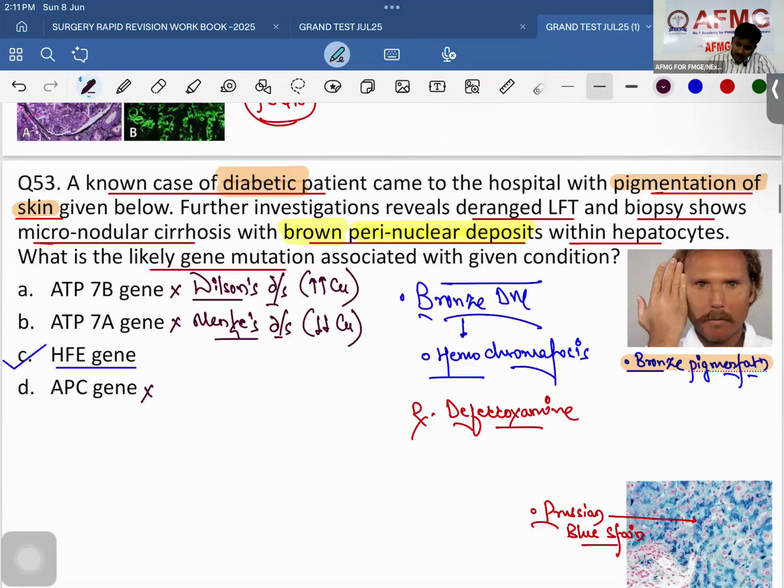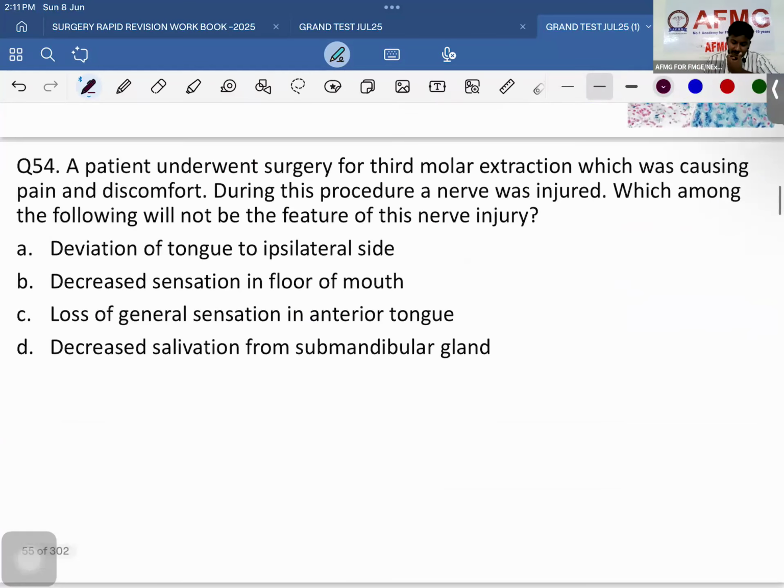Clear? Chalo. Next important is question number 54, bache. Here we are having a question which says a patient underwent a surgery beta for a third molar extraction, which was causing pain and discomfort. Now, during this procedure, definitely a nerve has been injured beta. Which among the following will not be a feature of this nerve injury?